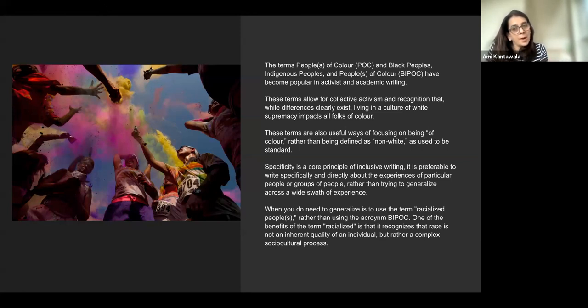And it is better to write specifically and directly about the experiences of particular people or groups of people, rather than trying to generalize across a wide swath of experience, as I just explained with the non-education related example that all Indians eat curry or all Indians speak one language. Same principle. When you do need to generalize, it is better to use the term racialized people rather than the acronym BIPOC. The benefit of doing that is that the term racialized recognizes that race is not an inherent quality of an individual, but rather a complex sociocultural process.